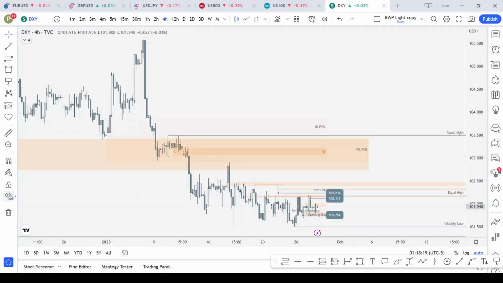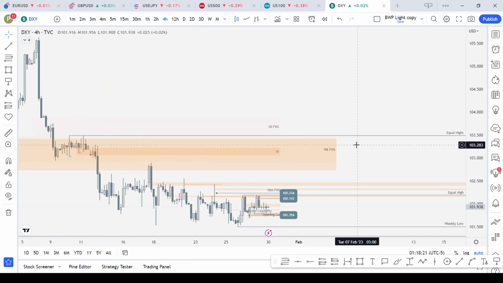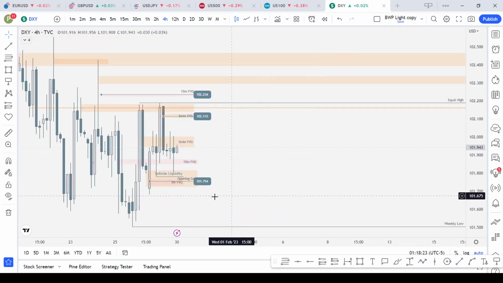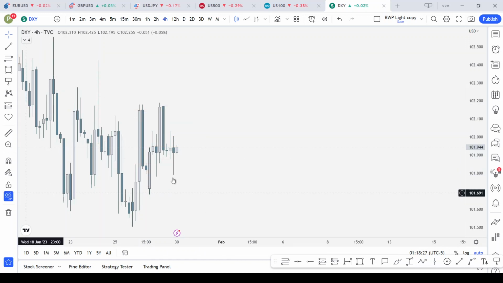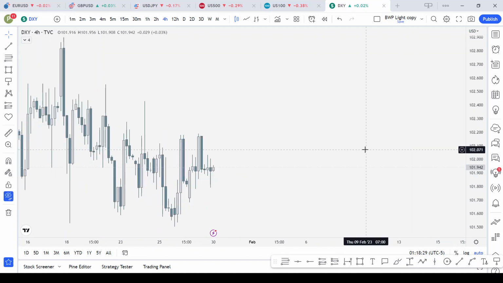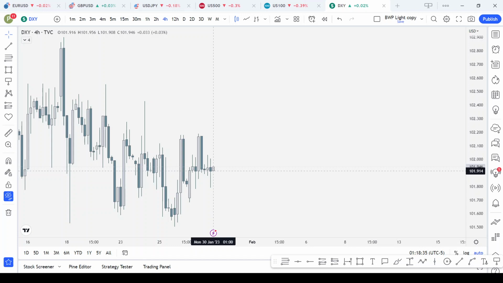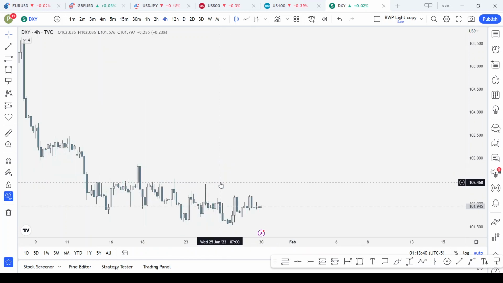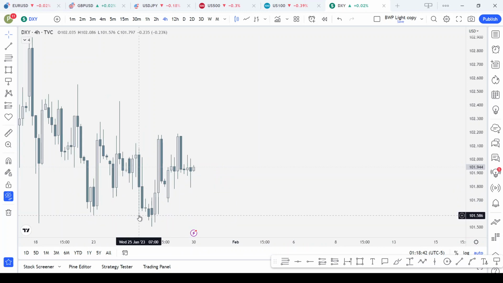Okay, this fair value gap. I'm leaning more to the upside than to the downside based on this market structure on the 4-hour time frame. Okay, because here we see that this is a swing low. Price has traded below this swing low.